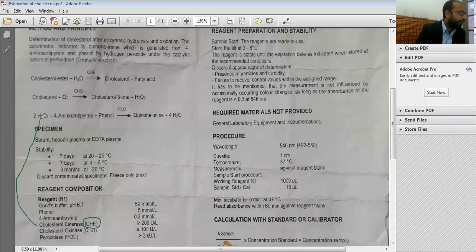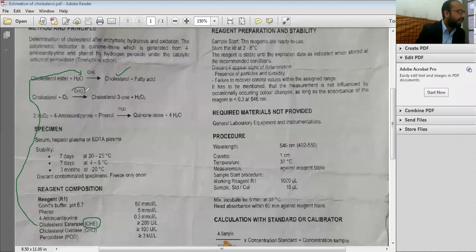This enzyme will be responsible to proceed this biochemical reaction. Right now, we have cholesterol and fatty acids in the test tube. Now, we need to estimate this cholesterol. So, this cholesterol in the next biochemical reaction would react with oxygen molecule in the presence of another enzyme.